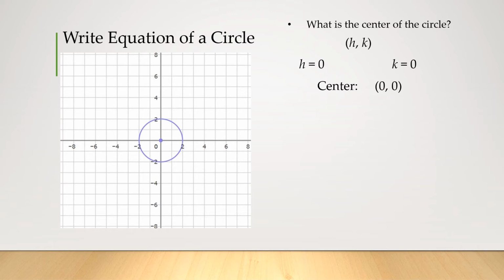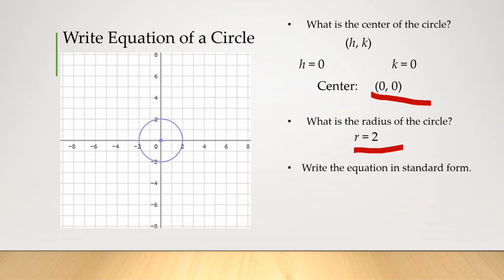Now we want to locate the radius of the circle. Remember, the radius of the circle is drawn from the center to some other point on that circle. And since it's going from 0 to 2, the radius of this circle is going to be 2. So r is equal to 2. Now we want to take these two things, the center of the circle and the radius of the circle, and write the equation in standard form. So we're going to replace h with 0, k with 0, and r with 2.